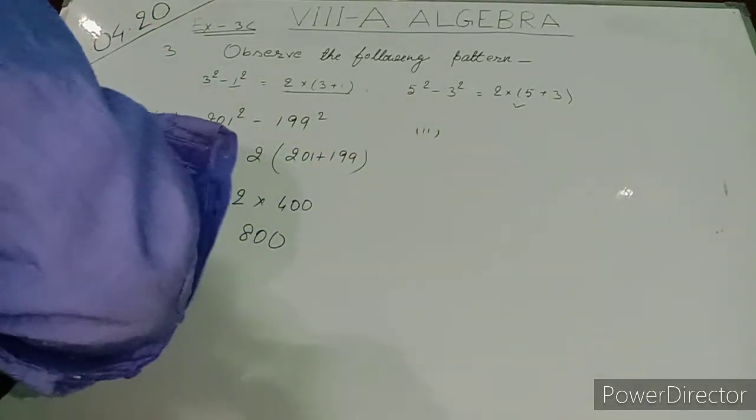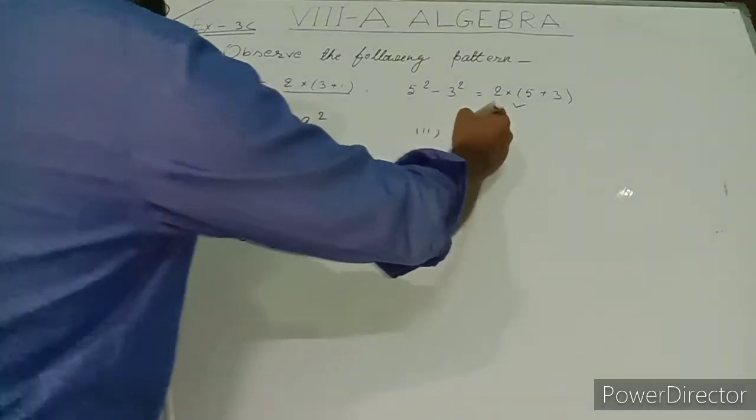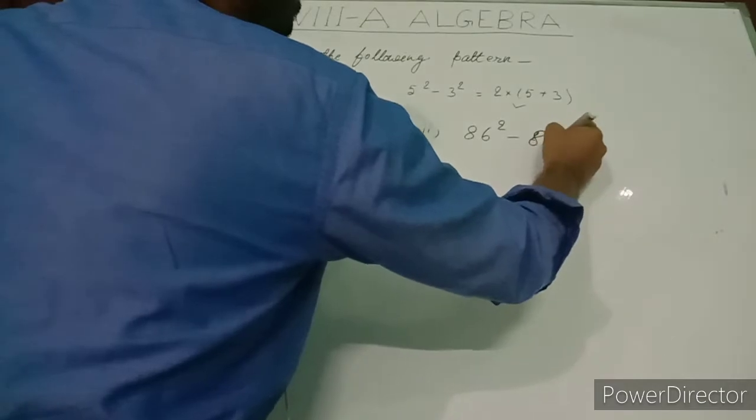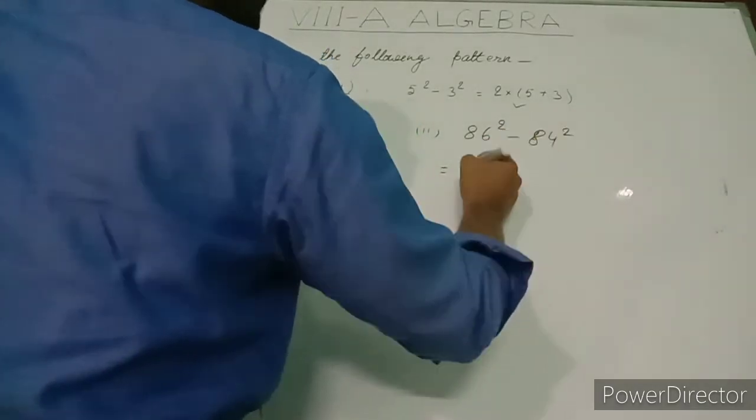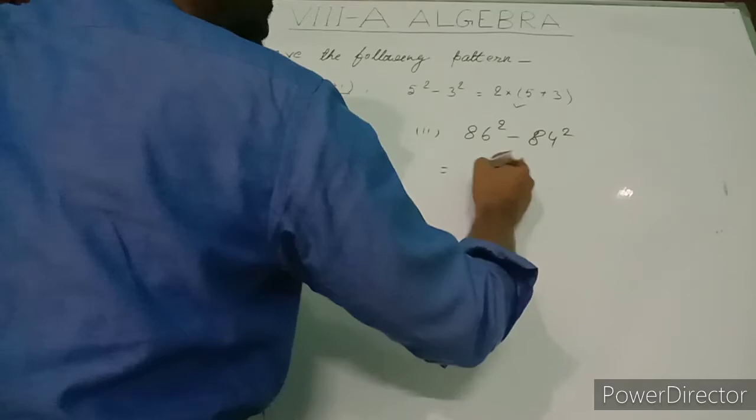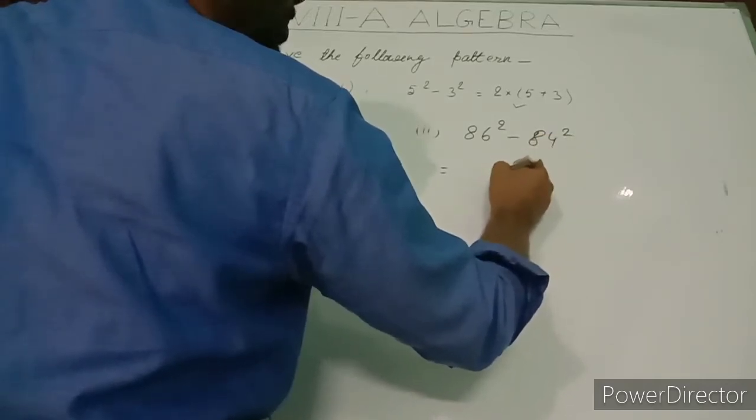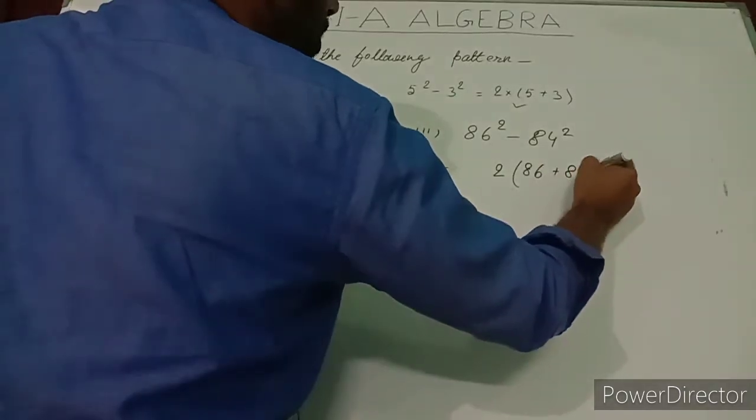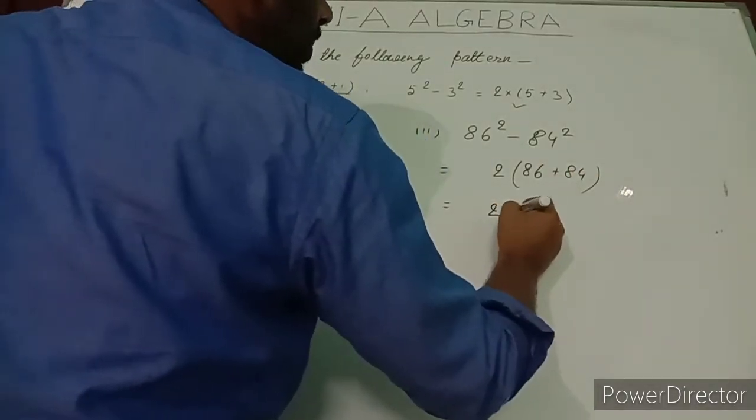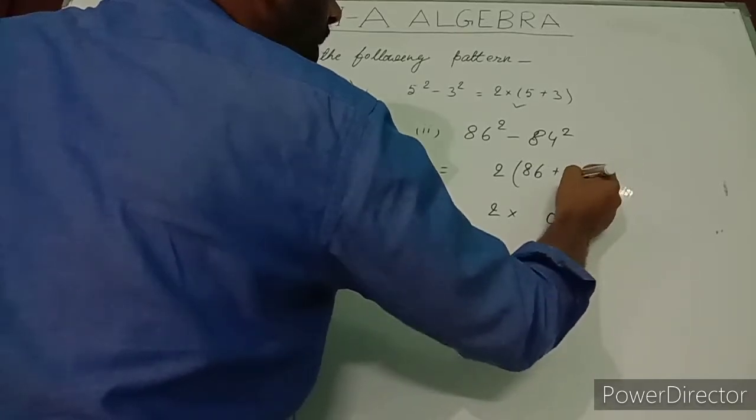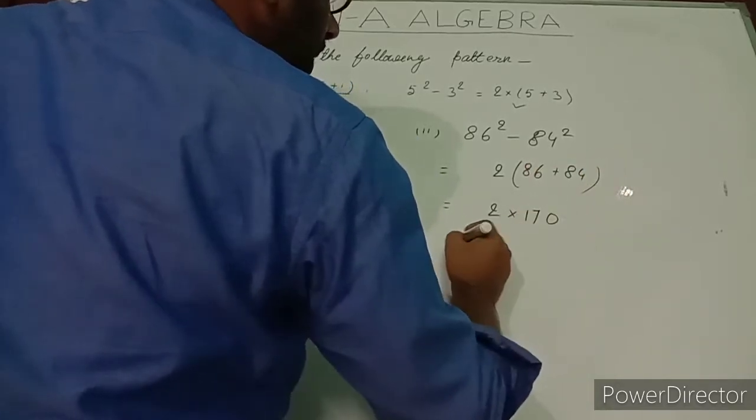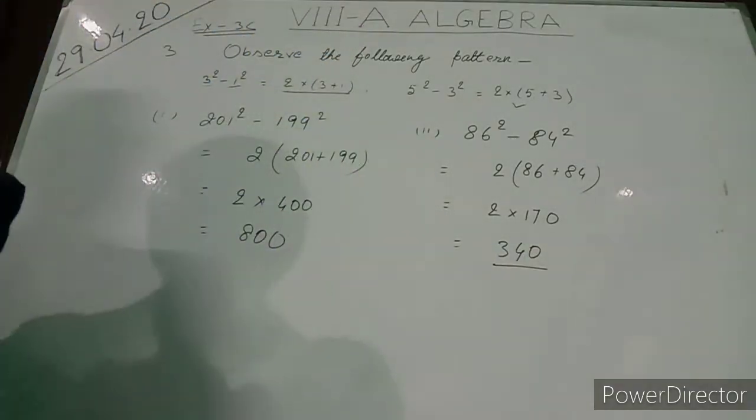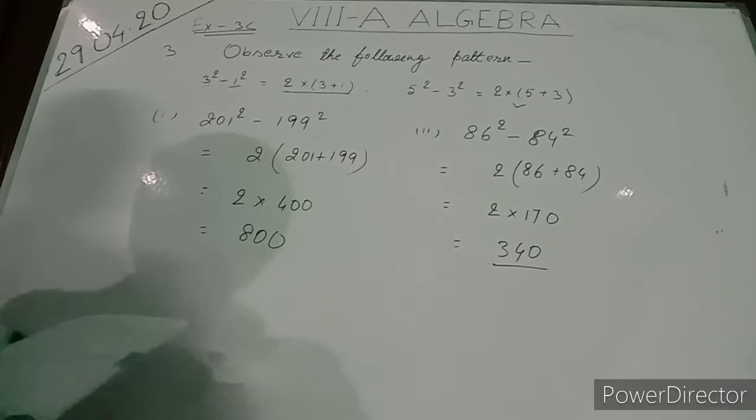Similarly, Roman number 2, that is 86 square minus 84 square. So the first is the subtraction of these two numbers, that became 86 minus 84 equal to 2, and second is the addition of these two numbers, that is 86 plus 84. Now you solve it. 2 into 170. This became equal to 340. Roman number 3 I leave for you to do at home.